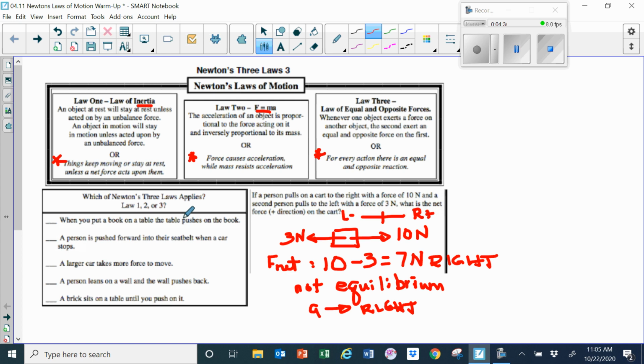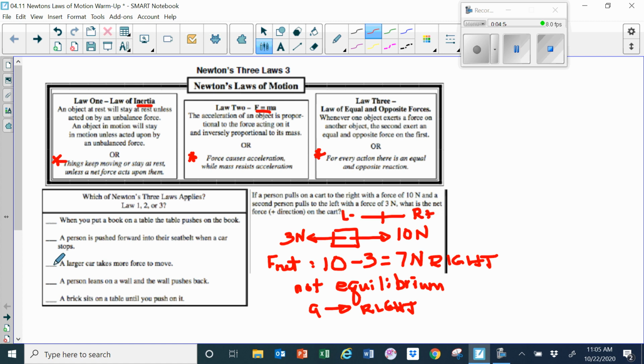Okay? So let's go over here and say which of Newton's three laws applies, law 1, 2, or 3, to this group of situations. Personally, I think a couple of these are sort of vague, and I'm not the biggest fan. So I'll go through and I'll kind of give you my take on this. Okay?